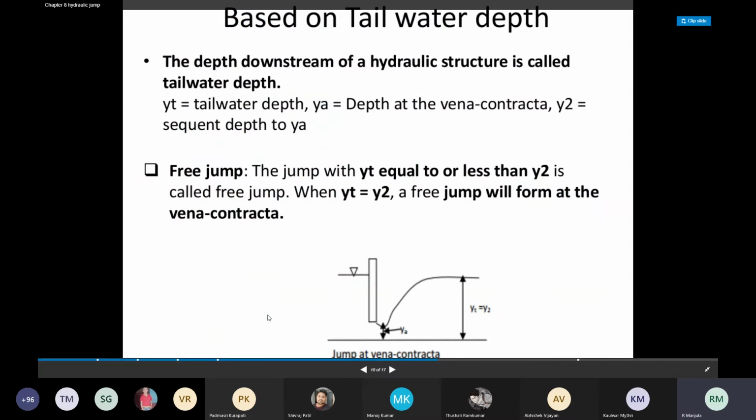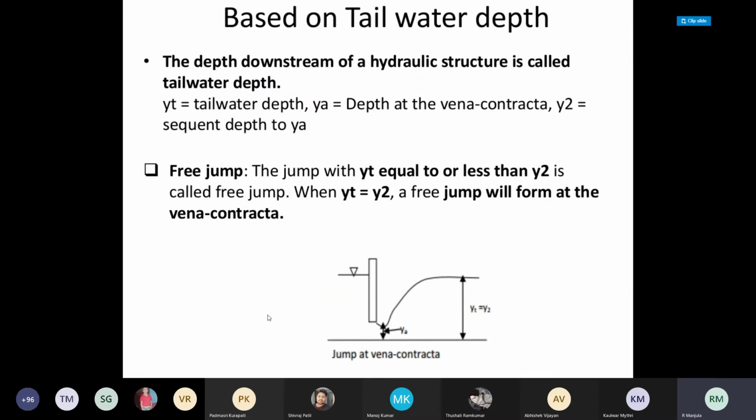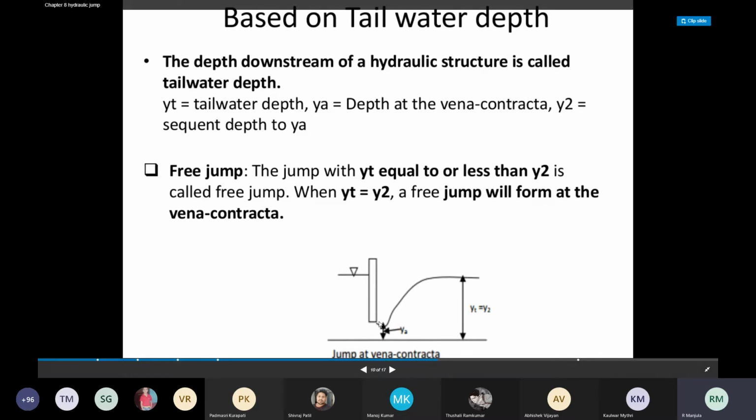Okay, so here you can see the tailwater depth. The depth downstream of the hydraulic structure is called the tailwater depth. YT is the tailwater depth, and Y1 is the depth at the vena contracta. Vena contracta is where a gate is operated, and the depth below the gate is called the depth at vena contracta. Y2 is the sequent depth to Y1, otherwise called the alternate depth.